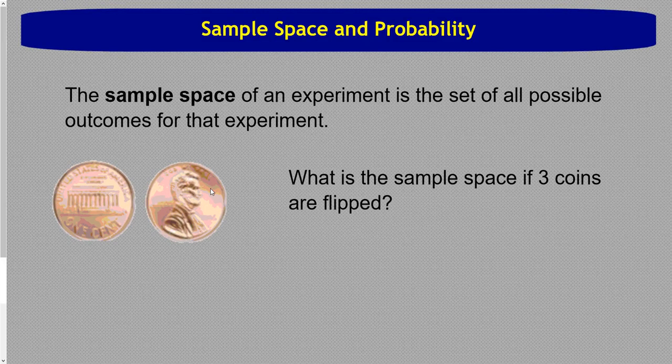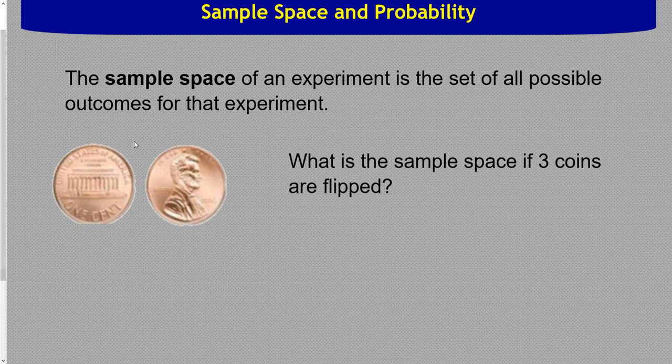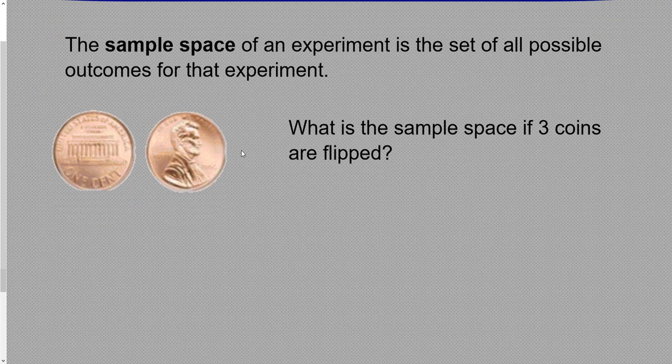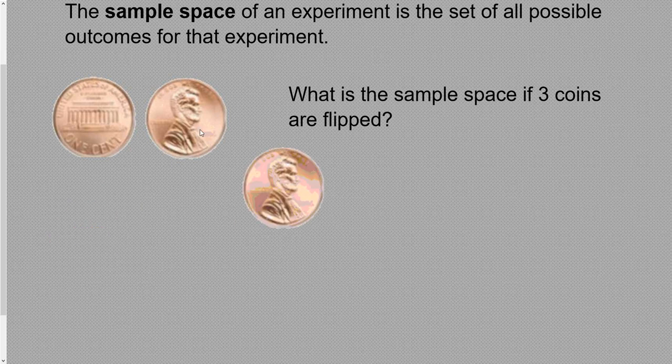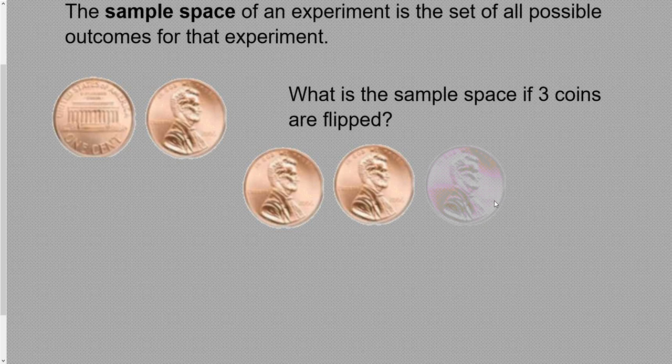The sample space of an experiment is the set of all possible outcomes for that experiment. So if we looked at the idea of flipping a coin, what is the sample space if three coins are flipped? Well, for the first coin, I could get heads. For the second coin, I could get heads. And for the third coin, I could get heads. This is one outcome of flipping three coins. It is by no means the only one, right?